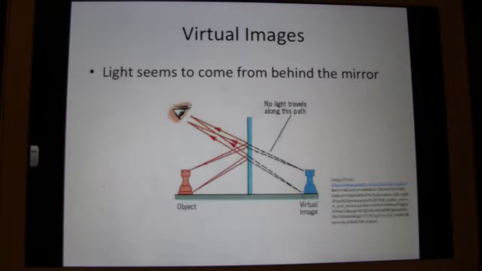Here is another look at virtual images. The chess piece is actually in front of the mirror. Light from the chess piece strikes the mirror and enters an observer's eye. However, because the human brain cannot detect such changes in direction of light, we perceive that the light is coming from the chess piece that is behind the mirror. Because no light actually passes through and behind it, we consider this a virtual image.